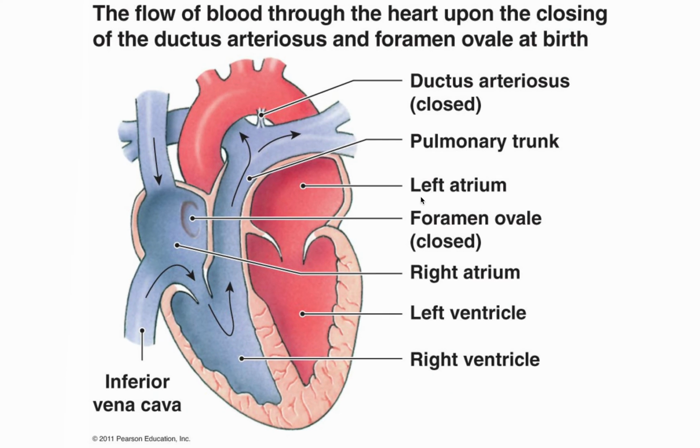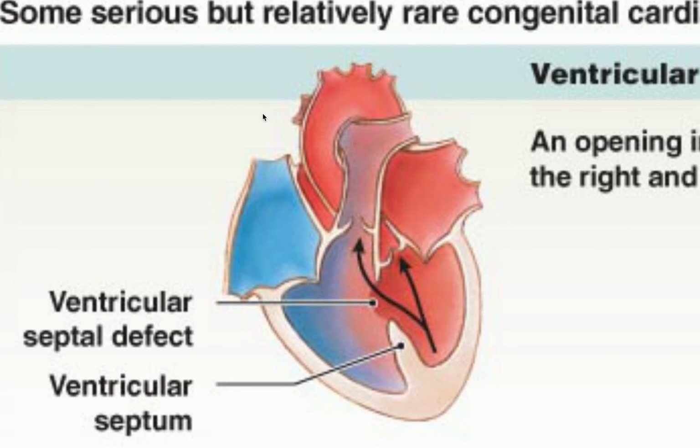Then there are a couple of defects you need to know here. This shows the foramen ovale has closed and the ductus arteriosus closes. So the defects we need to know. A ventricular septal defect is when there's a hole between the two ventricles. So here's the hole. Oxygenated and deoxygenated blood are going to mix, and that leads to problems.